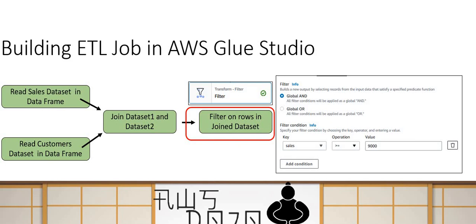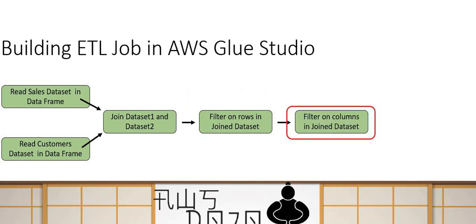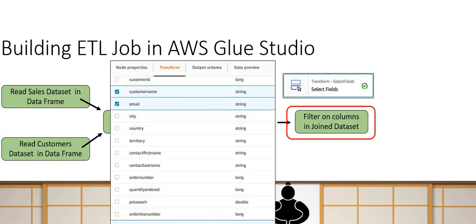So now, after row filtering, you might also have a requirement where you want to do column-level filtering. And if you want to do column-level filtering, then you can use another transformation. That transformation is called the select fields transformation. And when you use the select fields transformation, it's a pretty straightforward transformation.